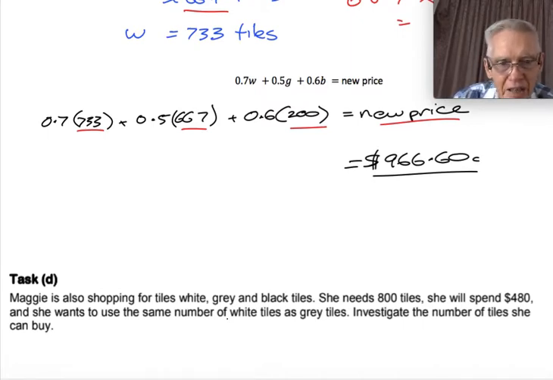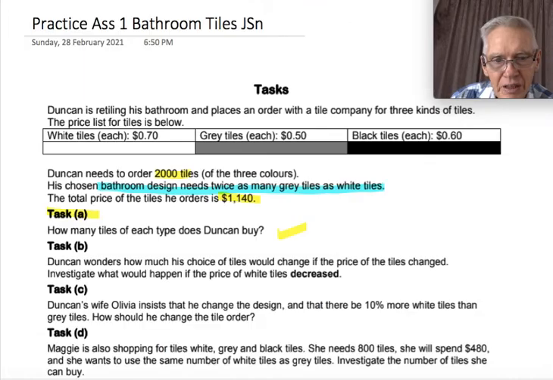So this is a new task, a new person. She's shopping for tiles, white, grey and black. So forget about everything there. She needs 800 tiles, so that's a total. She's going to spend 480, that's a total. And she wants to use the same number of white tiles as grey tiles. That's your balance equation. So you write those three out.